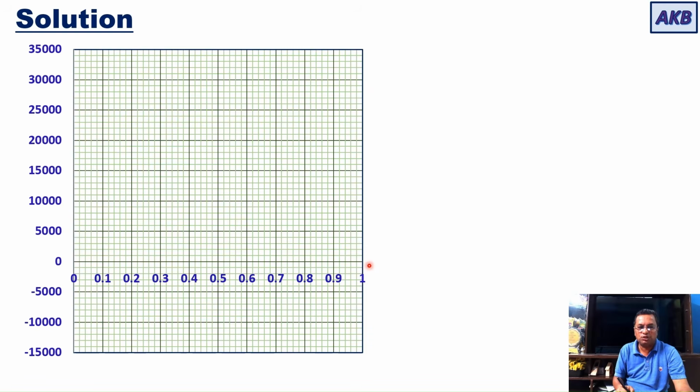Now I will show you. Now you can see the graph. Enthalpies we are going to plot on the y-axis, and mole fractions on the x-axis. Since delta W will be located on the negative side, that is in the fourth quadrant, we need the negative part of the y-axis as well, and that's why I have shown that.